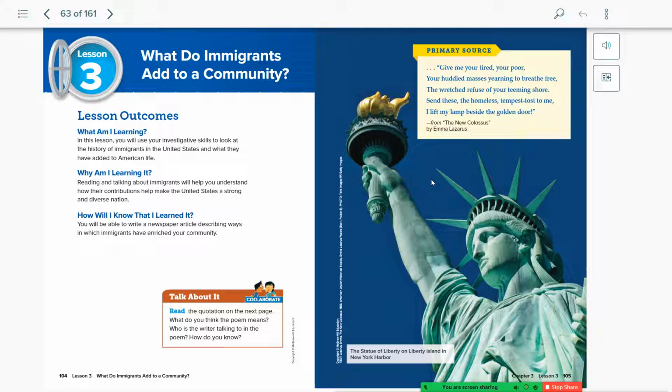Now, our primary source on this page, we can see that it says, "Give me your tired, your poor, your huddled masses, yearning to breathe free, the wretched refuse of your teeming shore. Send these, the homeless, the tempest-tossed, to me. I lift my lamp beside the golden door." And over here, we see a picture of the Statue of Liberty found on Liberty Island in New York Harbor.